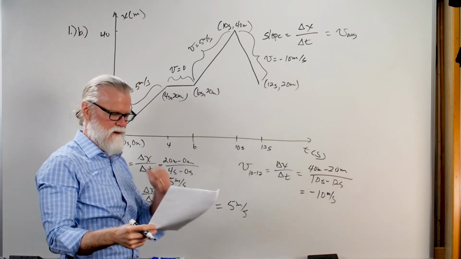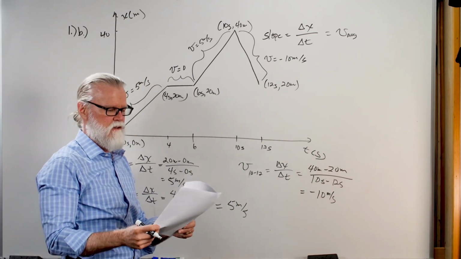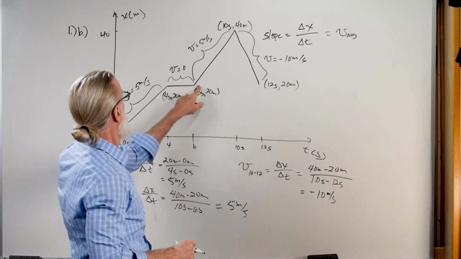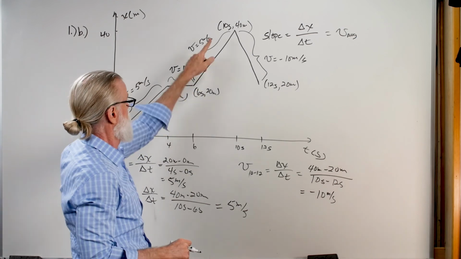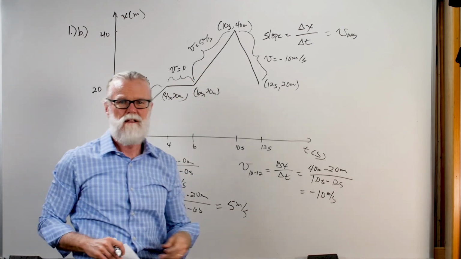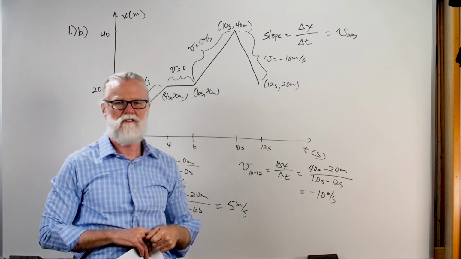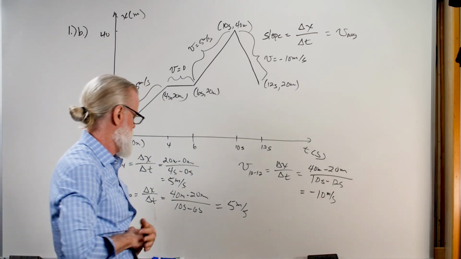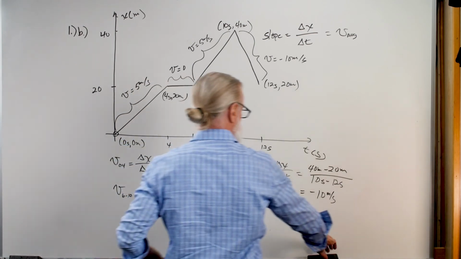All right, so there you go. The slope is really important in these graphs. You have to be able to read, obviously, the different positions from the graph too. But slope is really important in a position versus time graph because it tells us the velocity of the object. All right, let's erase.